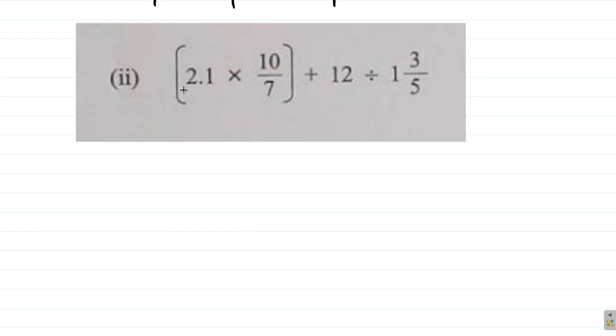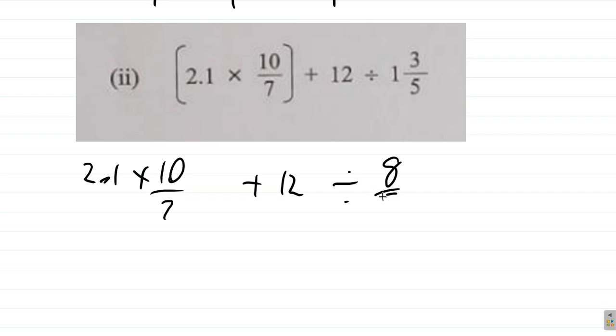So 2.1 times 10 out of 7. 2.1 times 10 up over 7. Alright, plus 12 divided by, let's turn this into an improper fraction from now. 5 1s are 5, 6, 7, 8. 8 over 5. Alright, now this is 2.1 over 1. Anytime you have a number, it's a number over 1. Right? And since we're dealing with fractions, let's write everything as a fraction. So the 12 is over 1 too.